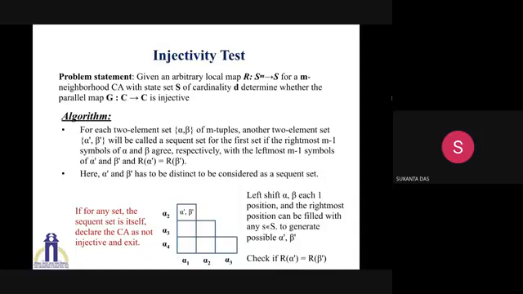And the most important thing is that r of alpha dash is equal to r of beta dash. And alpha, beta, alpha dash, beta dash have to be distinct. If they are distinct, then only I can consider the sequence set. Otherwise, it can form a set. So how can I get this one? Left shift alpha beta, as I've said. Here it is written, each one with position, and the rightmost position can be filled with any state, any element from S, to generate possible alpha dash and beta dash.